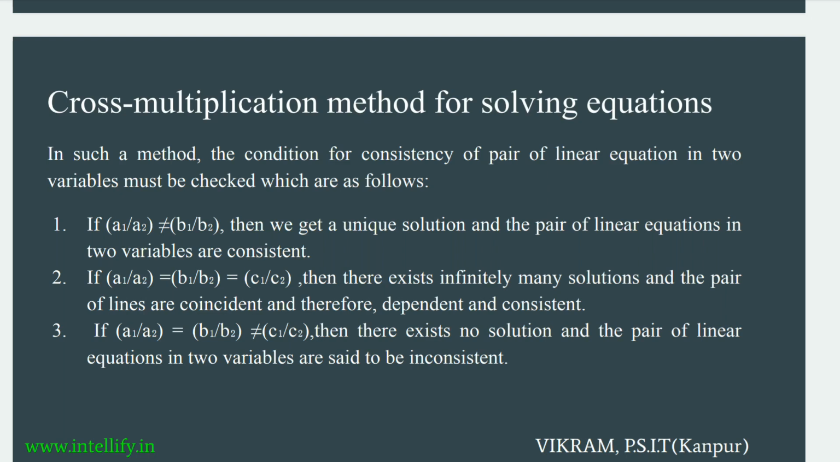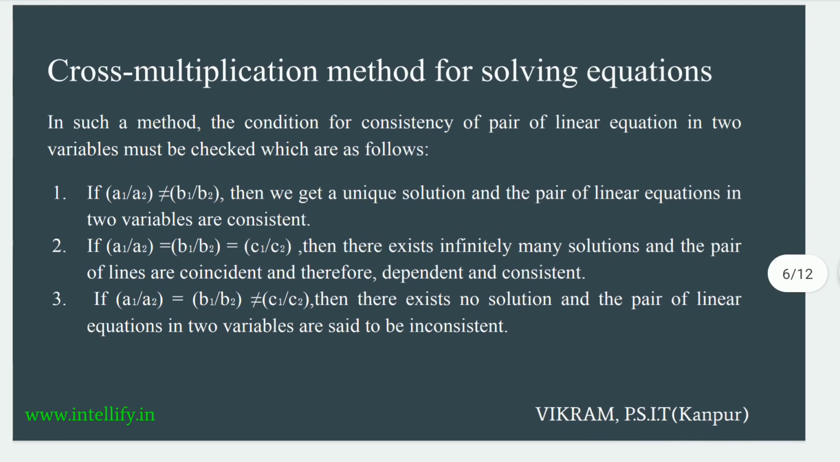On the other hand, if a1 upon a2 equals b1 upon b2 equals c1 upon c2, there exist infinitely many solutions, as we have clearly studied in the basic introduction also. So the pair of lines would be coincident with each other, dependent and consistent as well. And the third property says that if a1 by a2 equals b1 by b2 is not equal to c1 by c2, then there exists no solution, and the pair of linear equations in two variables is said to be inconsistent.